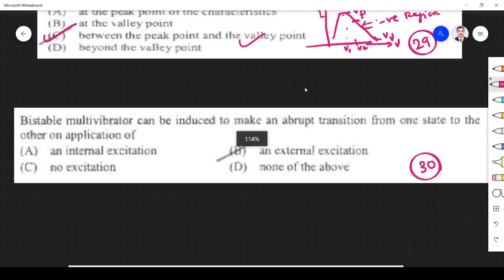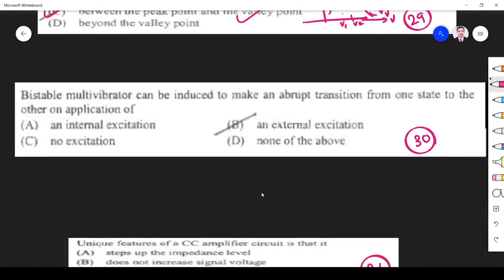Next question. A bistable multivibrator can be induced to make an abrupt transition from one state to another through external excitation. That is very important. In bistable, we apply external triggering, that is external excitation.